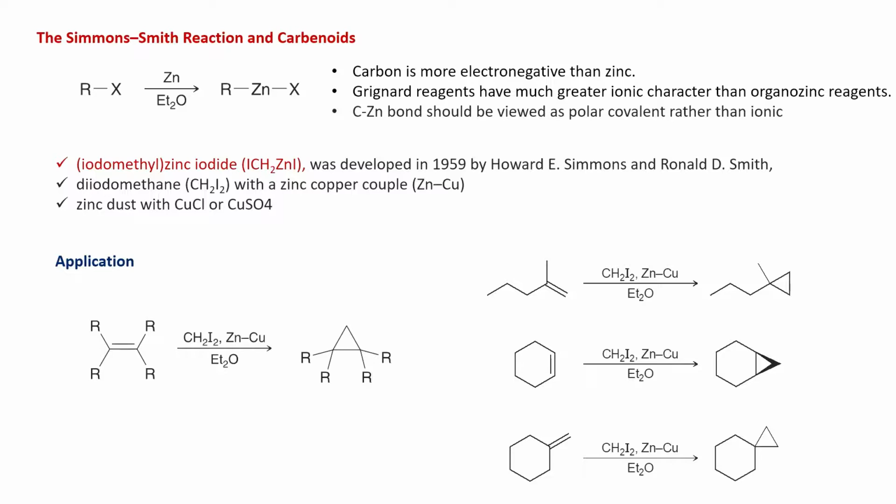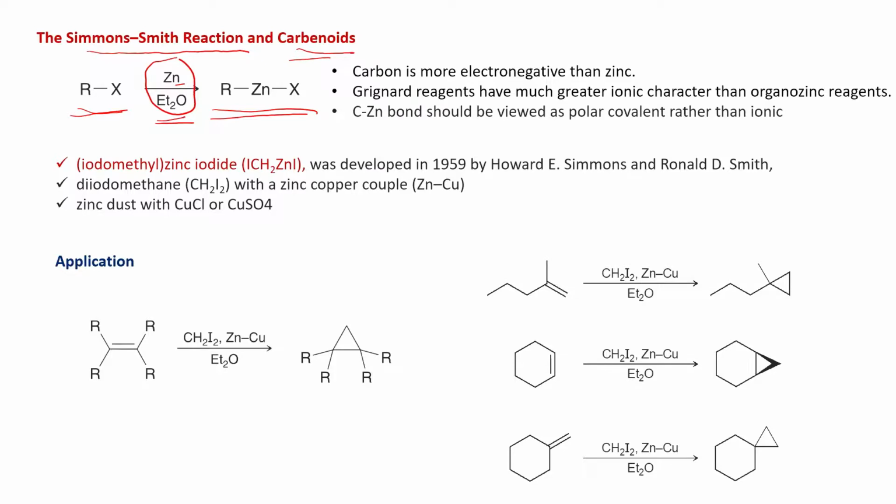Another organometallic compound is based on zinc, and this goes by the name of the Simmons-Smith reaction and carbenoids. So here I would like to remind you that with Grignard reagent there is magnesium, with Gilman reagent there is copper, and with Simmons-Smith reaction there is zinc. So it is the same reaction. If you treat your organohalide with zinc in the presence of diethyl ether, you will get a zinc complex.